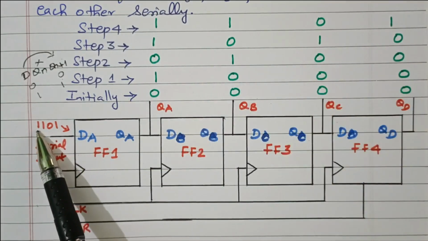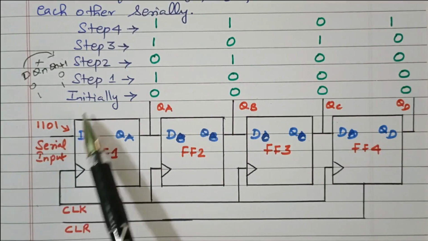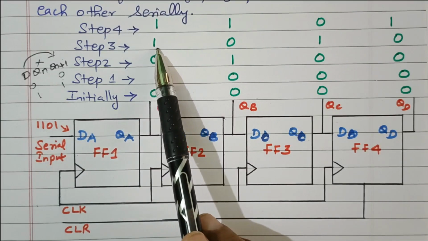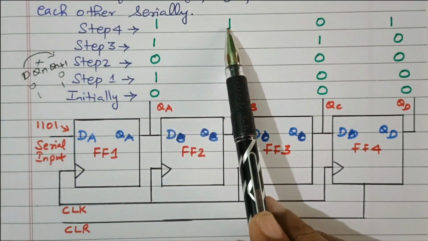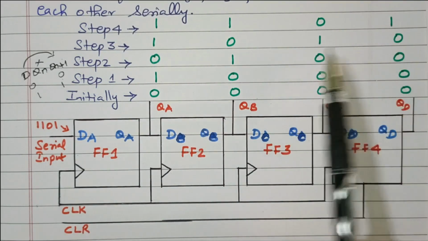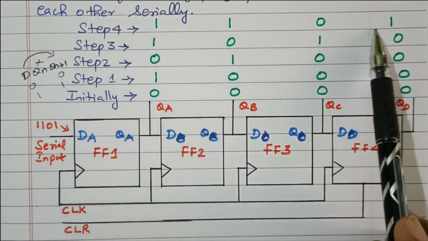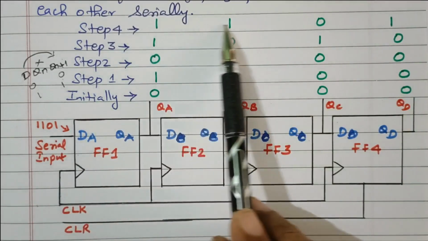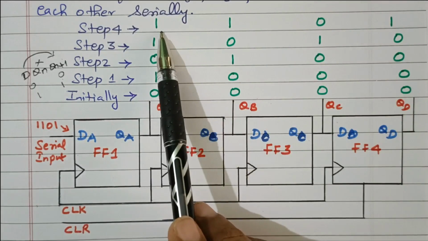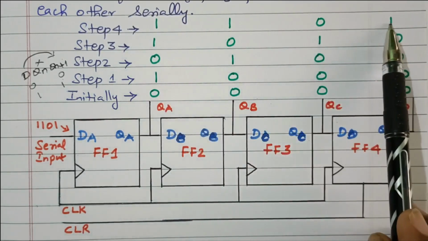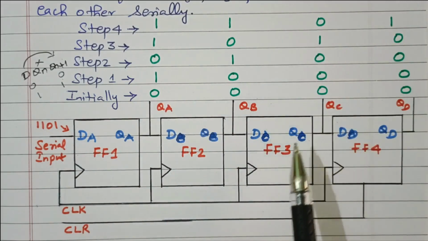In the fourth step, again we are sending 1 as the data. So QA becomes 1. What is available in QA goes to the next flip-flop, this 0 goes to the next flip-flop, and this 1 goes to the next flip-flop. So it becomes 1101. That is our required data 1101, right? So after 4 steps, the data we need to transfer is available as the output of the flip-flops.